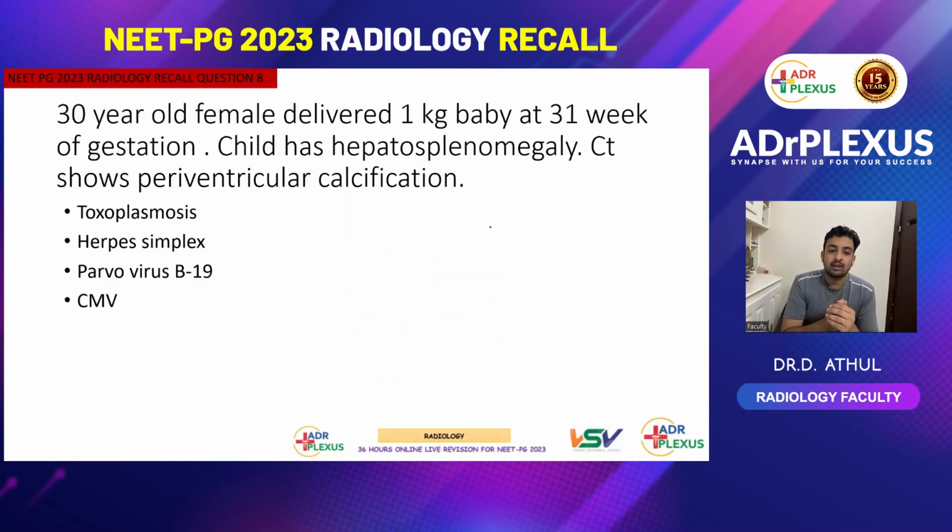Another thing that we discussed is a case of a 30-year-old female who delivered a 1 kg baby at 31 weeks of gestation. On examination, the child had hepatosplenomegaly and CT showed periventricular type of calcification. So here the examiner is giving you another clue. They are telling there is periventricular type of calcification. This is the clue. There are two types of calcifications.